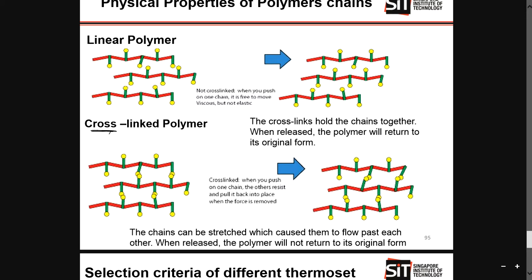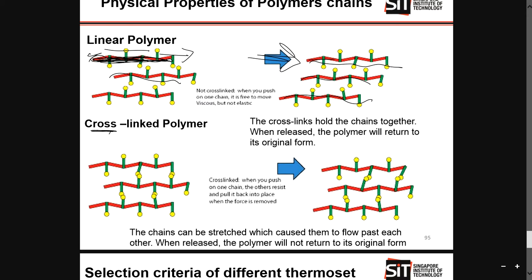So for example, in a linear polymer you have these lines over here, and if I were to push the first line in this direction, it moves here, and the rest of it will follow quite steadily.